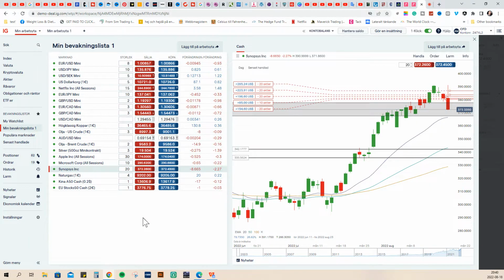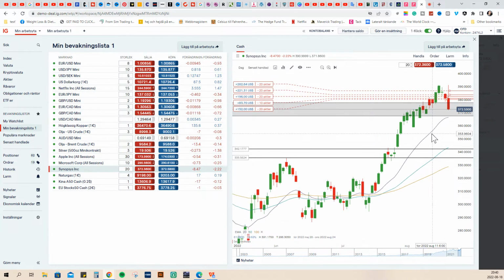Hi, today I would like to show you a very interesting trade in the American software company Synopsys Incorporated. I took a trade here, I think it was yesterday, yes, correct. And I can see today at this very moment that we have a very strong daily bearish pin bar here with a wick on the upside.